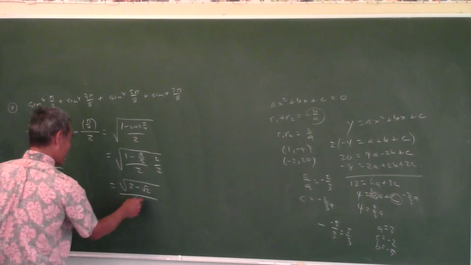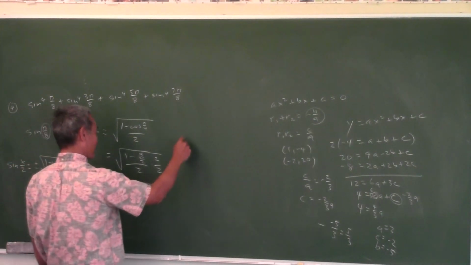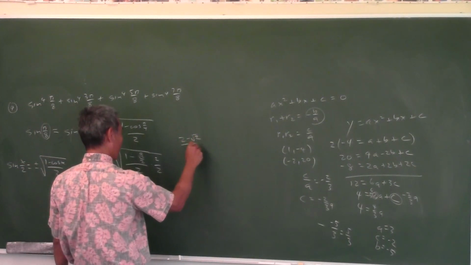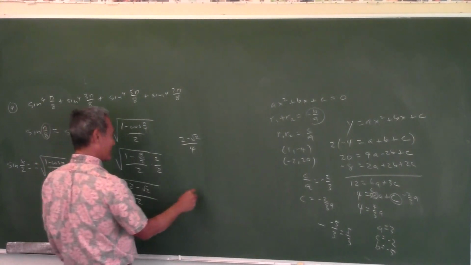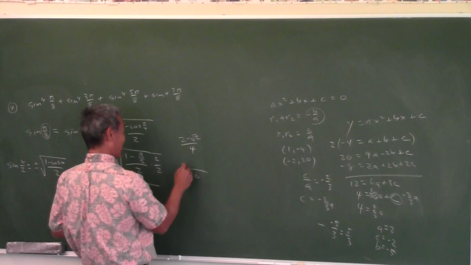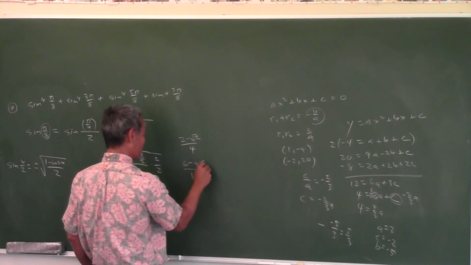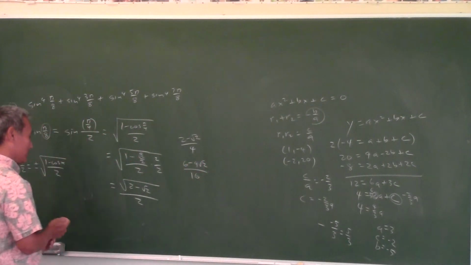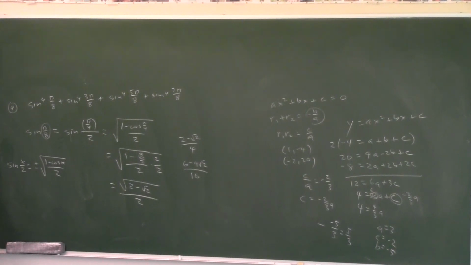So square it once, what do you got? Square that once. 2 minus root 2 over 4. Square it again, and you're going to get 16 on the bottom, and what's that going to be on the top? 6 minus 4 root 2. Did I do that correctly? Of course, I'm a teacher.